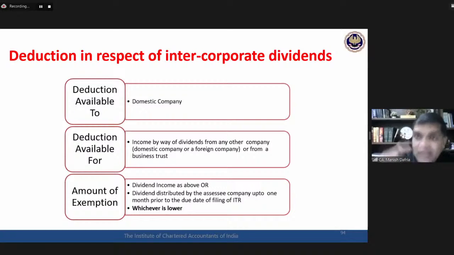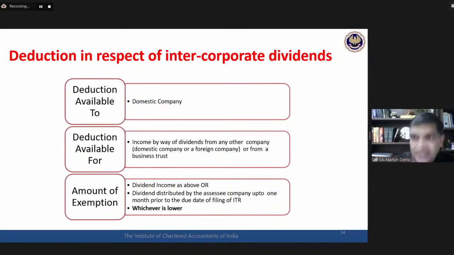Then at that point, it should come to your mind that the dividend income has been received by the company, so the deduction is also available. I should look for further information in the question, whether the question is talking about any dividend distributed by the company. If yes, then the deduction would be available.